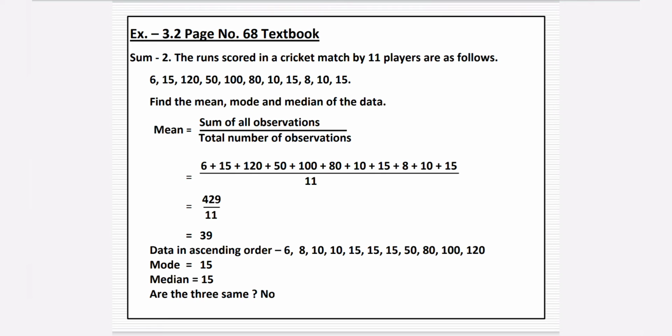Now median. What is to be done? After arranging in ascending or descending order, we have to find the middle observation. These are 11 observations, correct? So leave 5 from the right-hand side and 5 from the left-hand side. So which is the middle one? Exactly, it is 15. So the mode is 15 and the median is also 15.